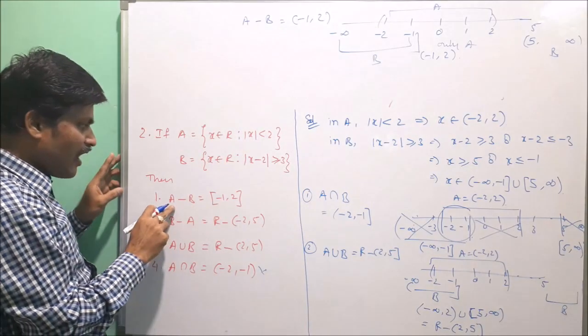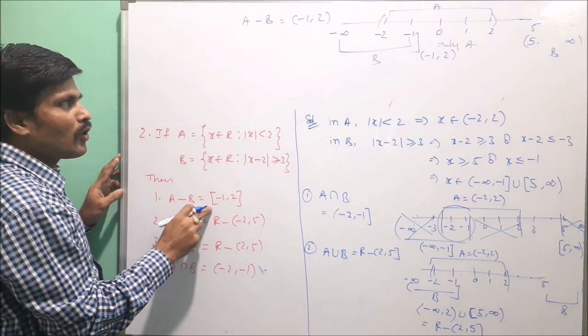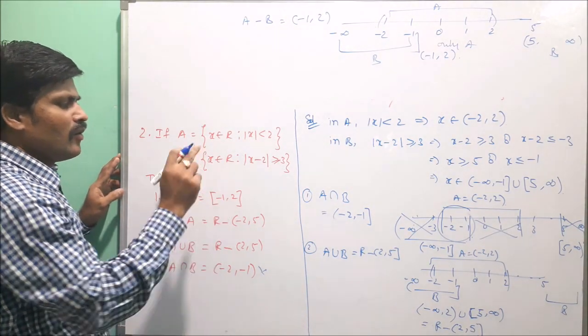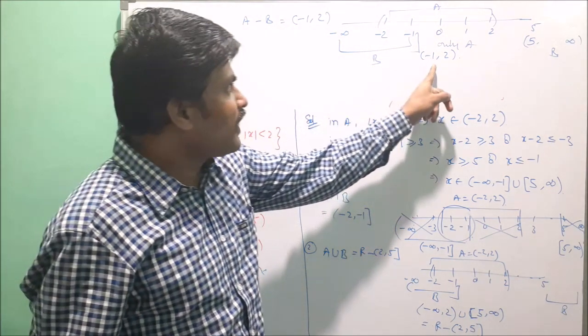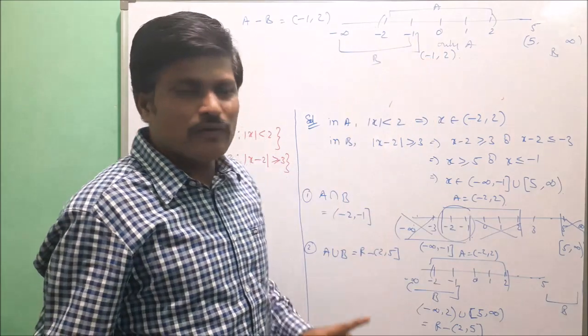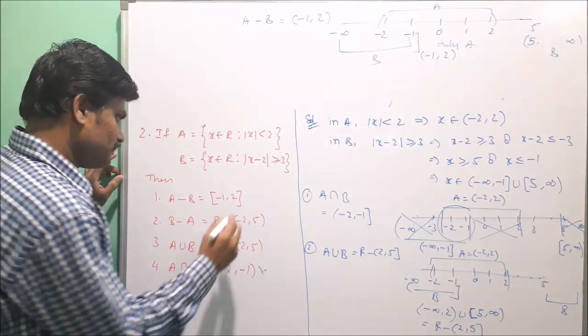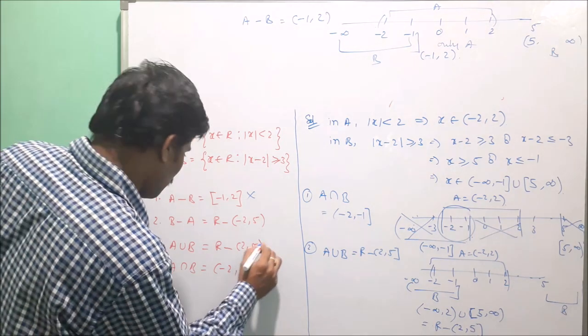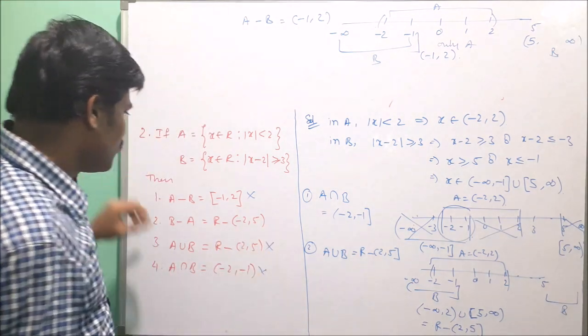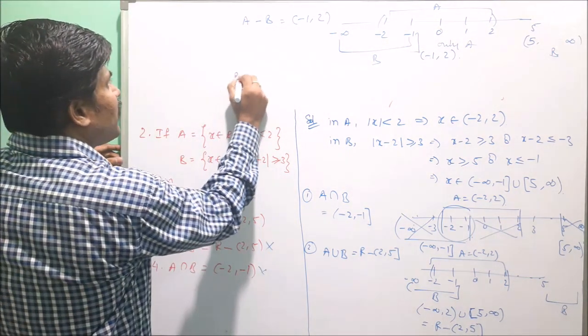Now the option A minus B equals closed minus 1, open 2. Now we came to the interval open minus 1, open 2, so this is also wrong. Here A and B also wrong. Now we find B minus A.